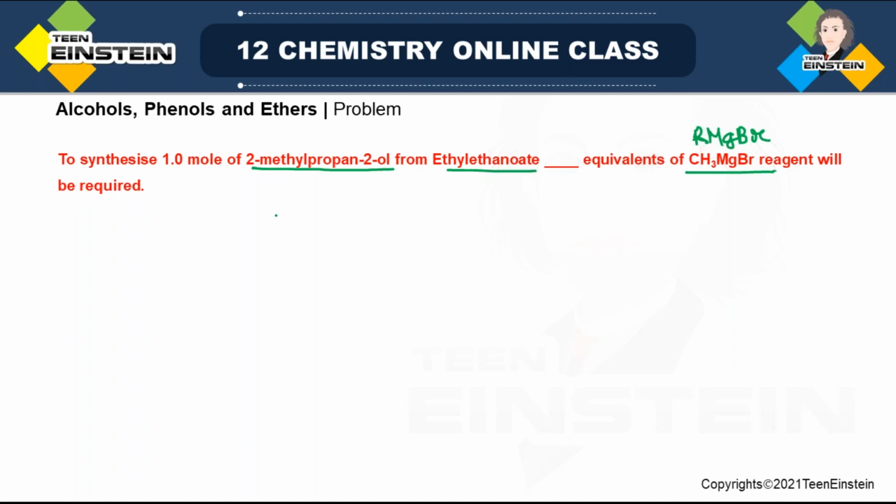Obviously for these two names that are given, you have to write the structure first. That is the first thing you have to do. 2-methyl propan-2-ol. Propan means 3 carbons. 2 means, if it is 1, 2, 3, on the middle carbon there is OH, but it is also 2-methyl, that means one methyl group will also be there. Now, to satisfy the valency, it will be CH3, and this is also CH3. So this is basically Me3COH.